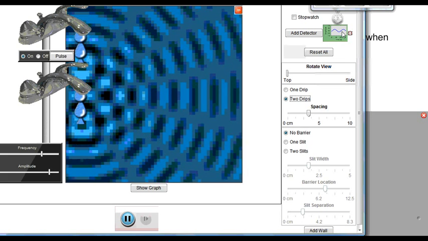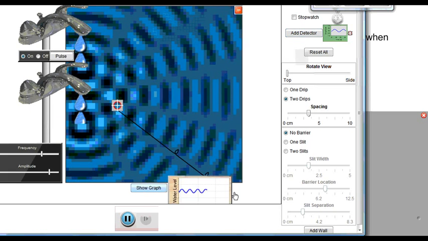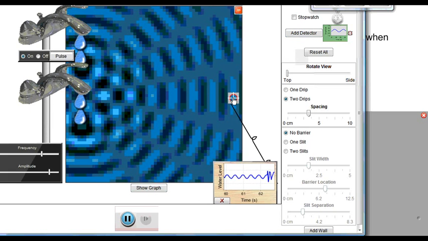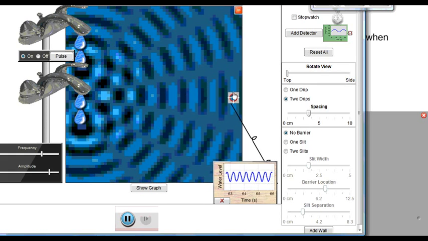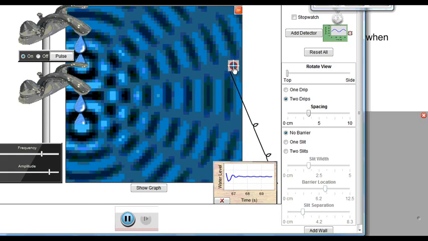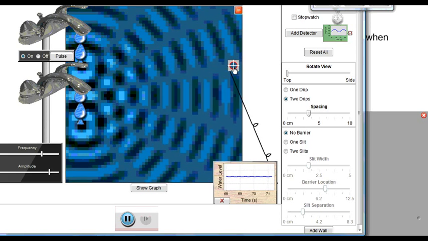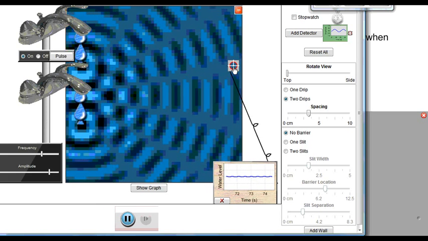If I bring this detector in, which shows me the height of the water wave wherever my detector is, let's put it here, you can see it goes up and down just like you'd expect. But if I move it over here to where it's nice and gray, it's still. That water is not moving up and down. We can ask ourselves, what the heck is going on here? And this is this pattern of interference.